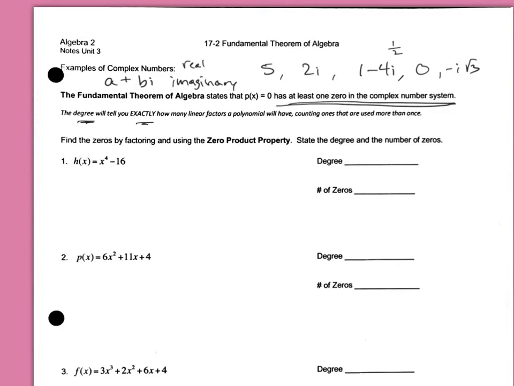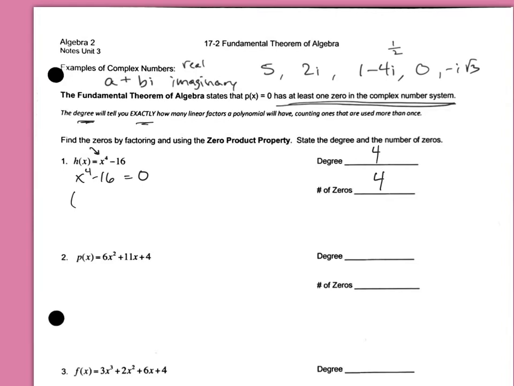So let's take a look at this. You can see that the degree, which is the highest power, the degree is 4, which means we should have 4 answers. Okay, so the idea is that we find all 4 answers. So the first thing we do, of course, is set this thing equal to 0. Do not just add the 16 and take the 4th root because you won't get all the answers.